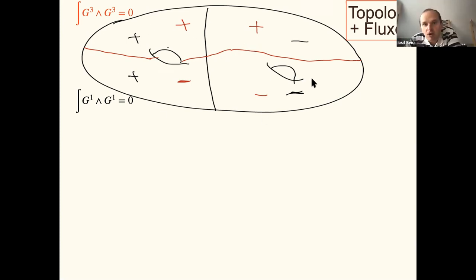If I look at this Calabi-Yau, I can have my G3 wedge G3 equal to zero, for example. This contribution is zero, the integral is zero, but this will be a non-zero quantity generically. There's no reason why this should be zero. So if I think about the Calabi-Yau, in the region above the red line, this is going to be positive. In the region below the red line, it's going to be negative. I'm just making a toy example.